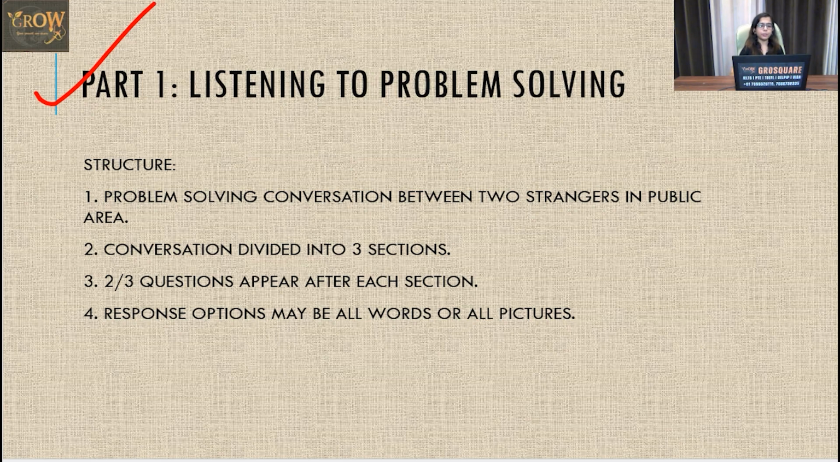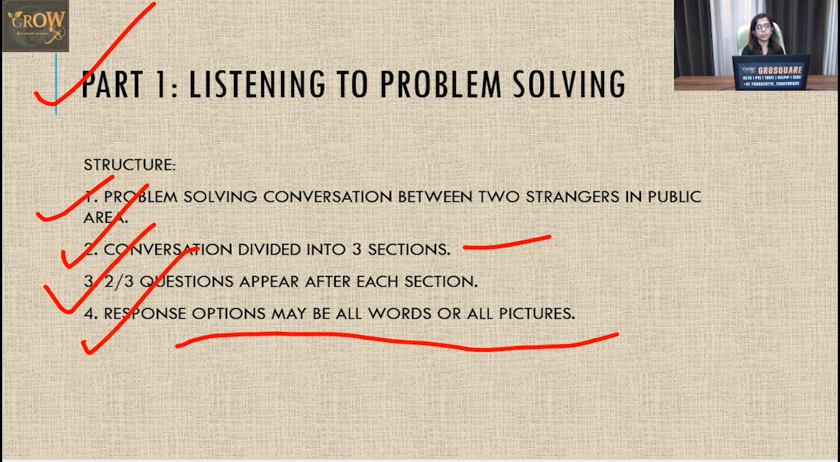Number 1, what you have to do is problem solving: a conversation between 2 strangers in a public area. So there would be 2 persons at any public area, and they would be discussing problem solving kind of situations, and the whole conversation would be divided into 3 sections, right? And how many questions would be there? 2 to 3 questions would appear after each section, and response options may be all words or all pictures.